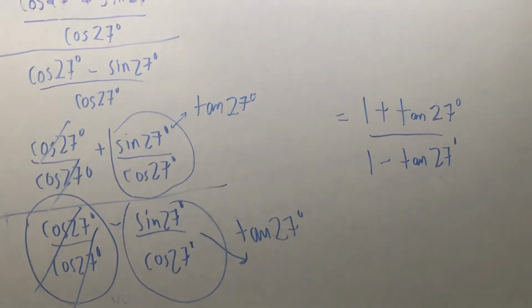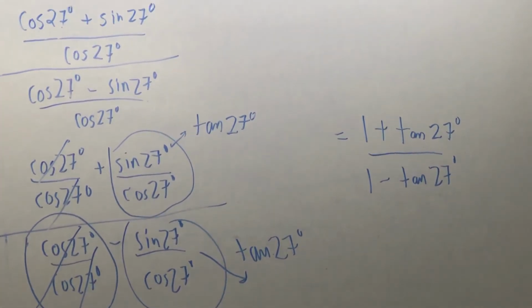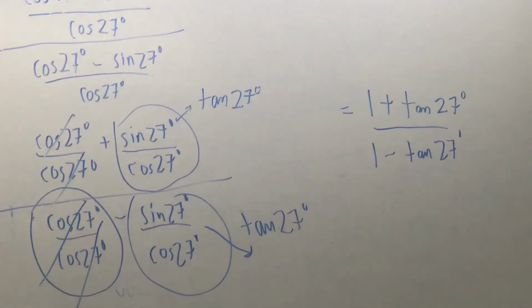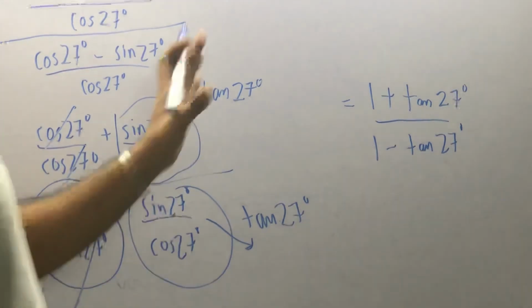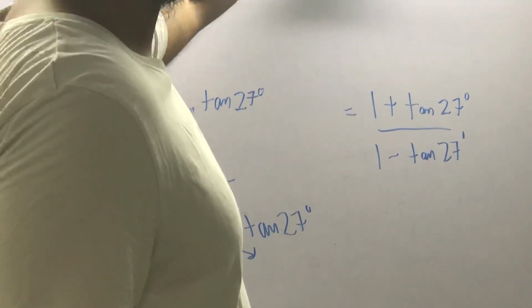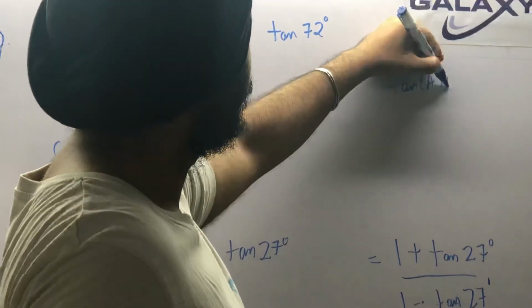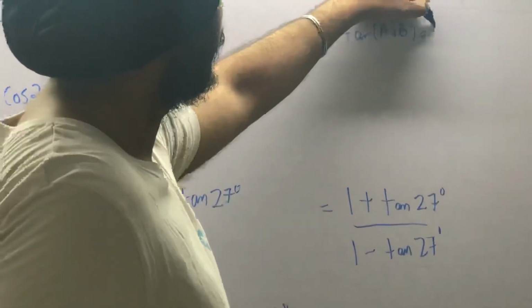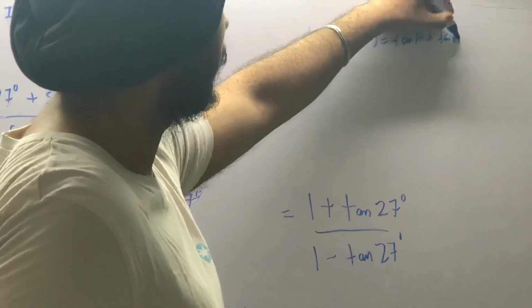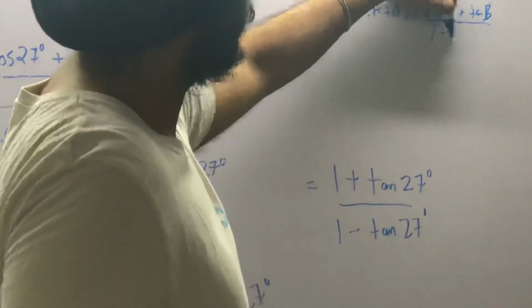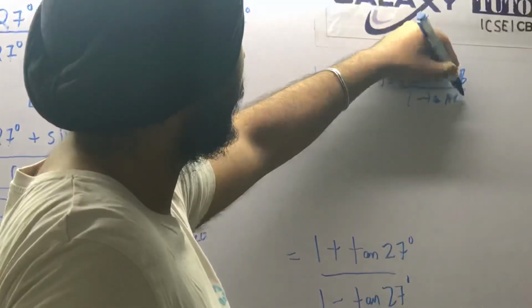Okay, so it must have come to your mind somehow that since this is a question of compound angle, obviously we have to use the compound angle formula. So I have to use the formula of tan A plus B, or A minus B, whatever, because it is a question of compound angles. This formula should have come to your mind once or the other time.